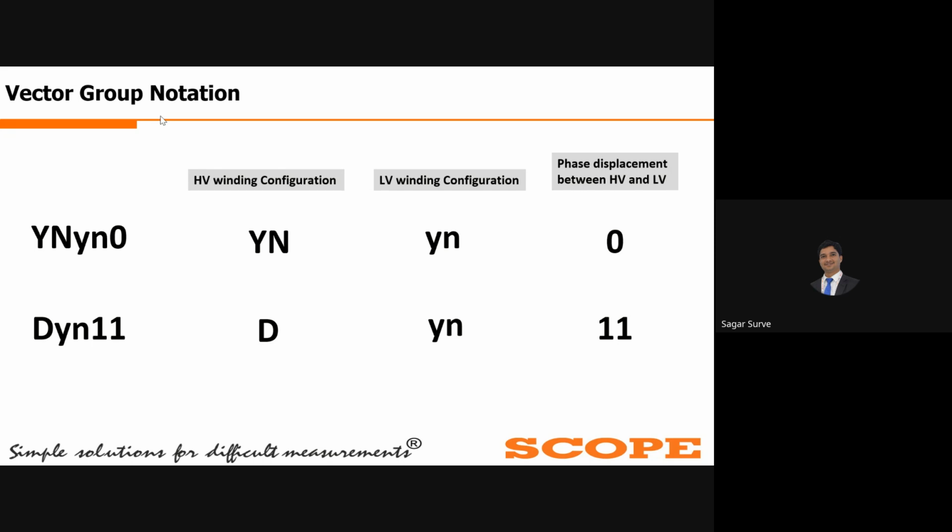Now this 11 is nothing but indicating the position of the hour hand and minute hand in the clock when it is 11 o'clock. So at 11 o'clock, you have the hour hand and minute hand with a 30-degree angle between them. Here at 11 o'clock, the minute hand is at 12, and at 11 we have the hour hand. That means the hour hand is behind the minute hand. So it means a 30-degree phase shift, or 30-degree lagging phase shift.